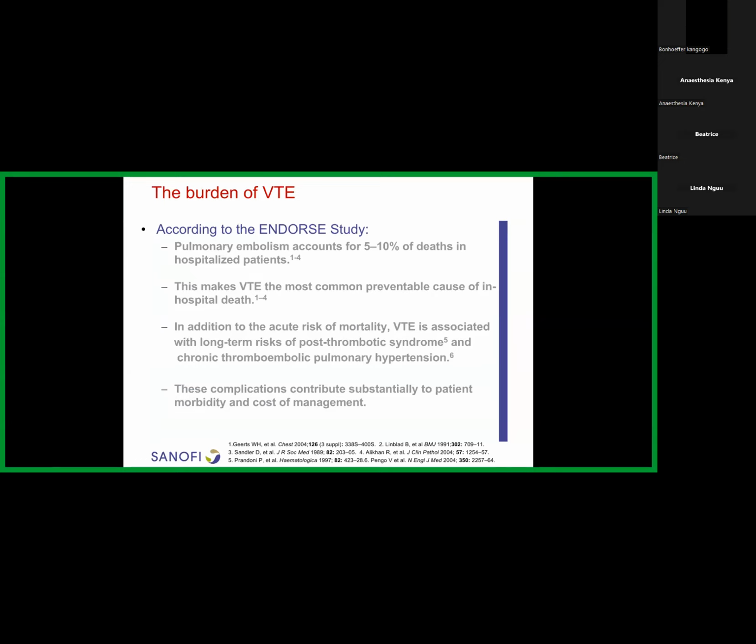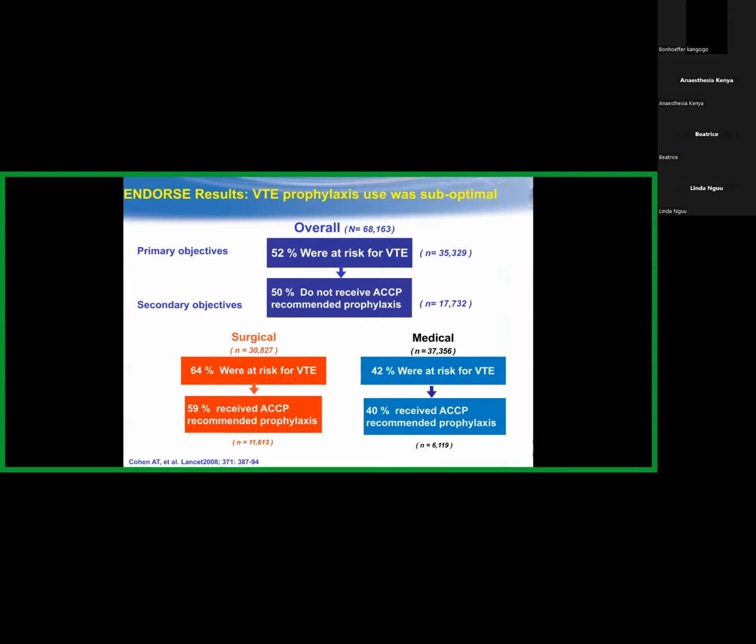In addition to the acute risk of mortality, VTE is associated with long-term risk of post-thrombotic syndrome or even chronic thromboembolic pulmonary hypertension. Therefore, there is a need for us to understand and to be able to tell when to initiate prophylaxis in order to prevent these events from taking place in our patients. These were the results of the Endos study, and I'll just go down briefly to look at the surgical patients.